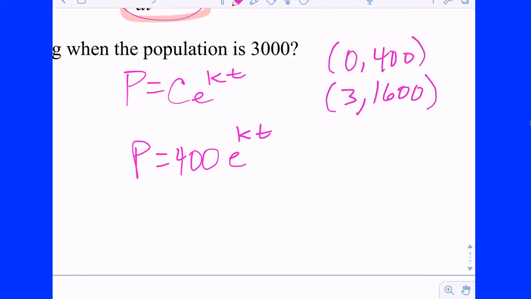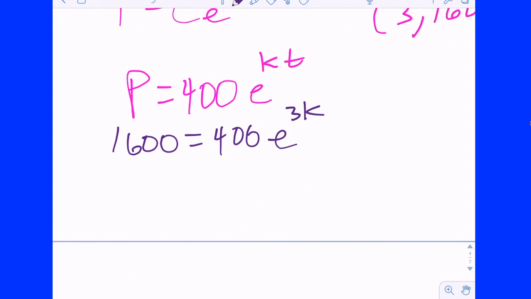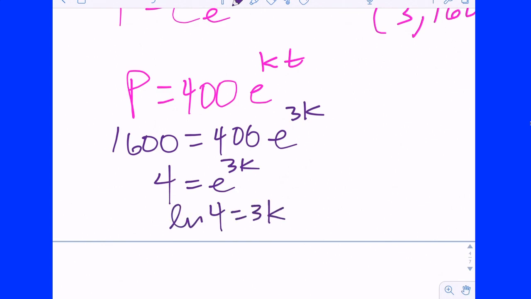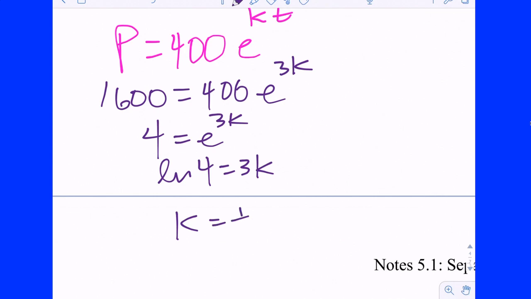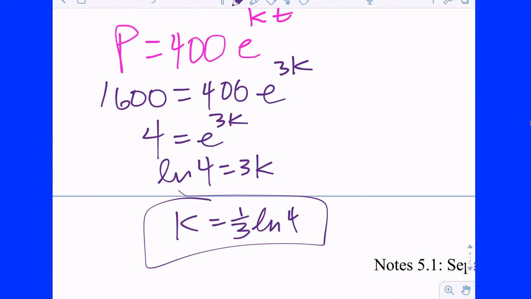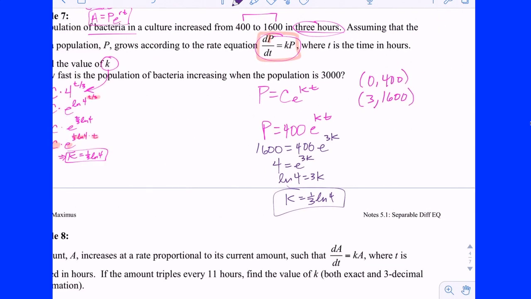That's your y-intercept. And then you'd use the other ordered pair, and you'd get 1,600 equals 400 e to the 3k. And then you'd solve. You divide through by 400, and you would get 4 equals e to the 3k. You would take the natural log of both sides, and then you would solve and get k equals 1/3 natural log of 4. Which, again, is the natural log of the quadrupling times the reciprocal of the time it took to do that. And as I mentioned, that in and of itself makes a good multiple choice question.